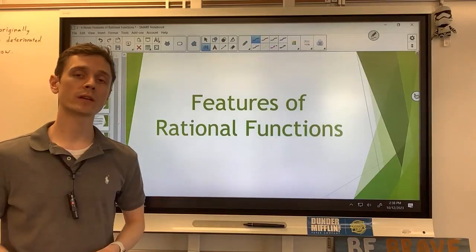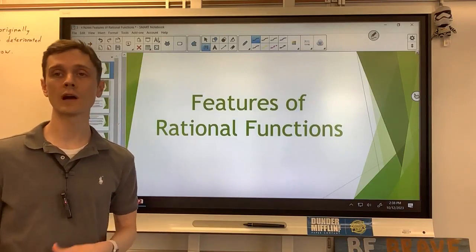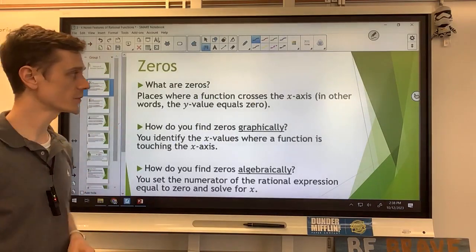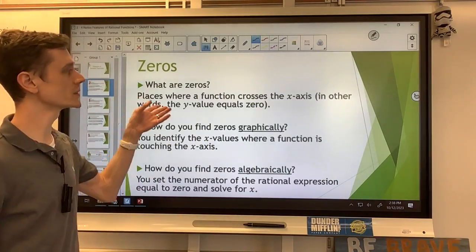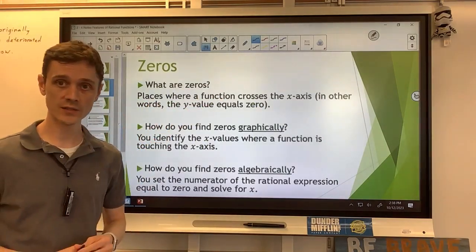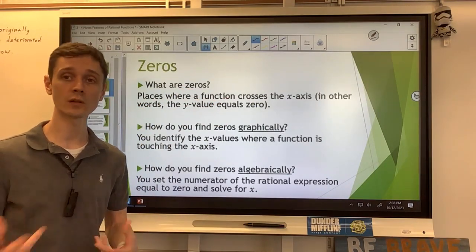In this video, I'm going to be walking you through how to find the features of a rational function, both graphically or algebraically. The first feature I'm referring to would be a zero on a function. Conceptually, a zero is a place where the function crosses the x-axis. Mathematically, it's when the y value is equal to zero. That's why we call it a zero.